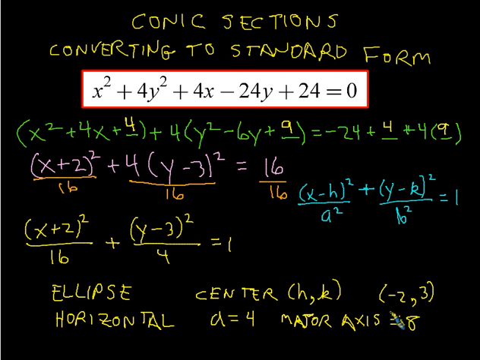Our minor axis is b, and we get that from this b squared here. Remember, b squared. So our b equals 2, and so our minor axis, or the distance from the bottom to the top of the ellipse, is going to be 2 times this. The total distance from the top to bottom will be 4. So again, if we start at the center point and go up 2 and down 2, then we will have the points for the top and the bottom of the ellipse. And from that, we can graph the entire ellipse.